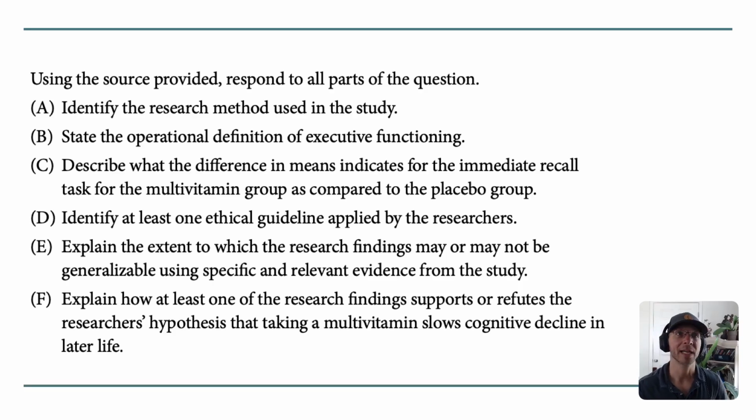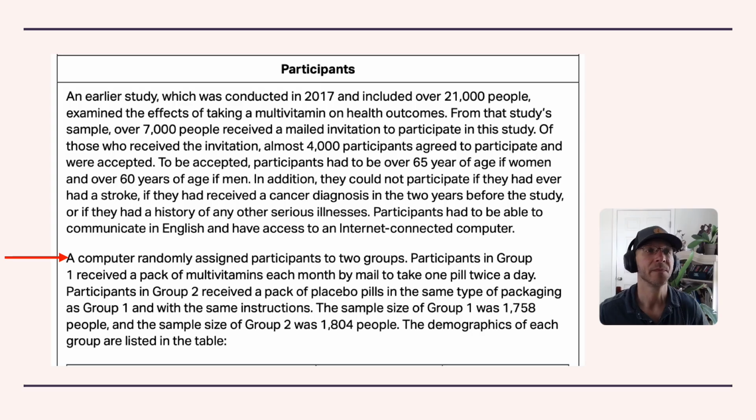So you might recognize this one already. Let's add to the first one. Identify the research method used in this study. You're usually going to find it in participants. If you have my document that I made about how to break down a research article, you know that very, very often, almost always, you're going to be able to find this right in the participant section. A computer randomly assigned participants to 2 groups. Randomly assigned 2 groups. Clearly an experiment. Excellent. Nice job.